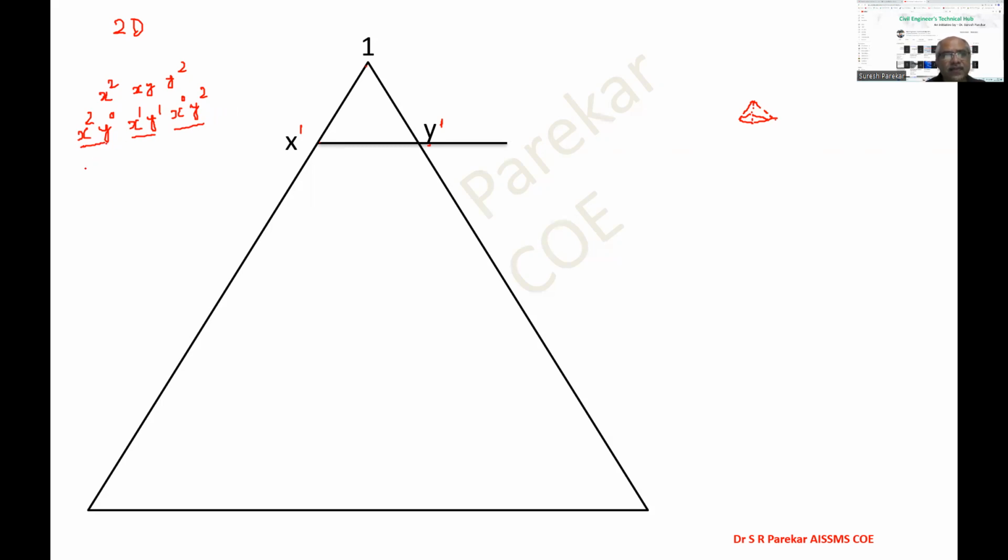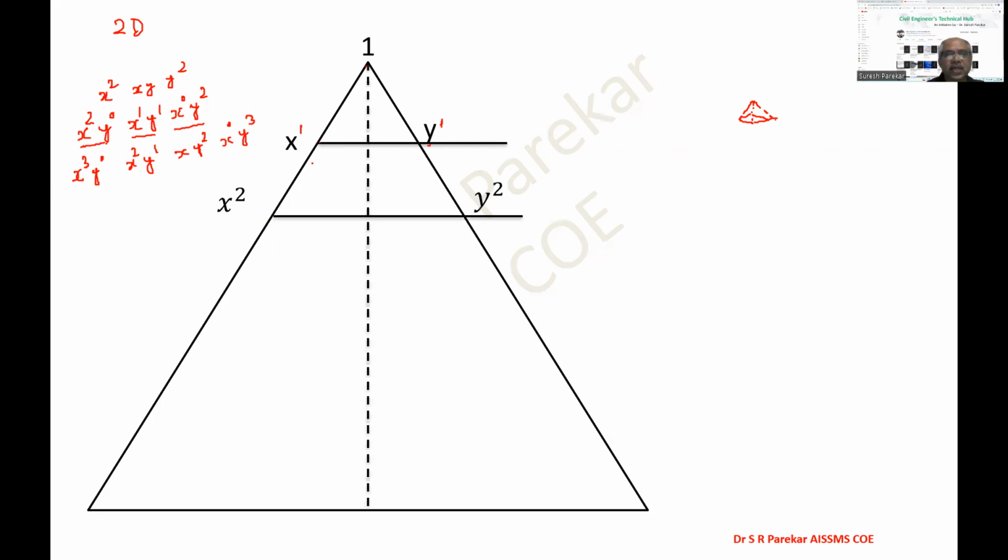So likewise, if we go to x cube, then you can have this as x cube y to the power 0, then x square y to the power 1, then x y square, then x to the power 0, y cube. So likewise, we are going to increase the power of y from left to right, and decrease the power of x from left to right. And same that we have shown over here.